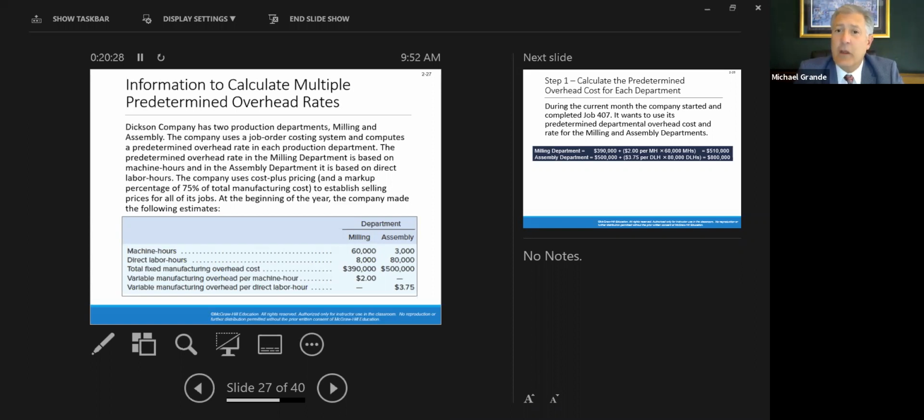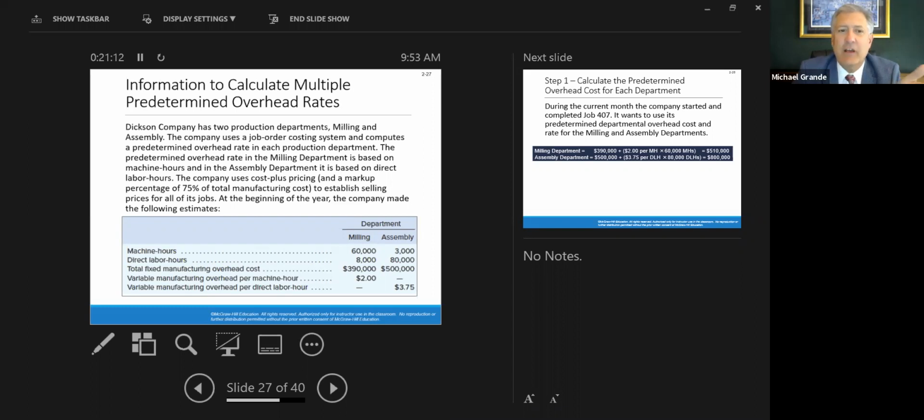The company uses cost plus pricing and a markup percentage of 75% of total manufacturing costs. Now, we had a problem earlier in chapter 1 where the company used a desired gross profit margin to arrive at the sales price, and that was cost dollars divided by cost percentage. This is a different method. Company uses cost plus pricing and a markup percentage of 75% on cost, markup on cost, to establish a selling price for all of its jobs.